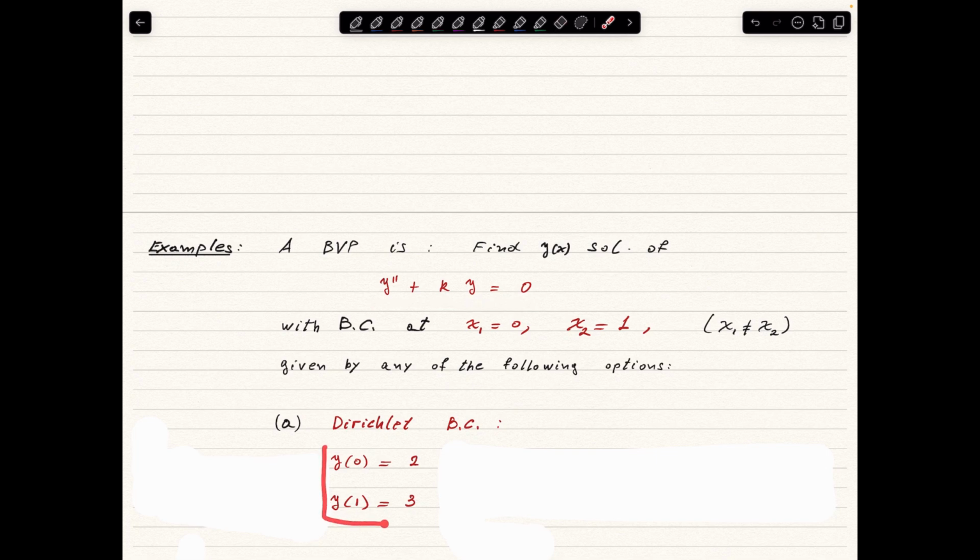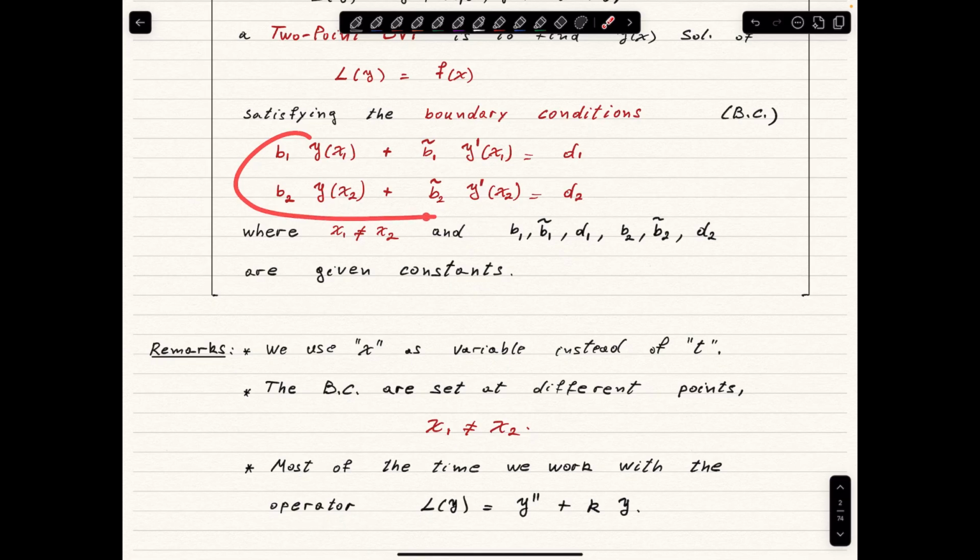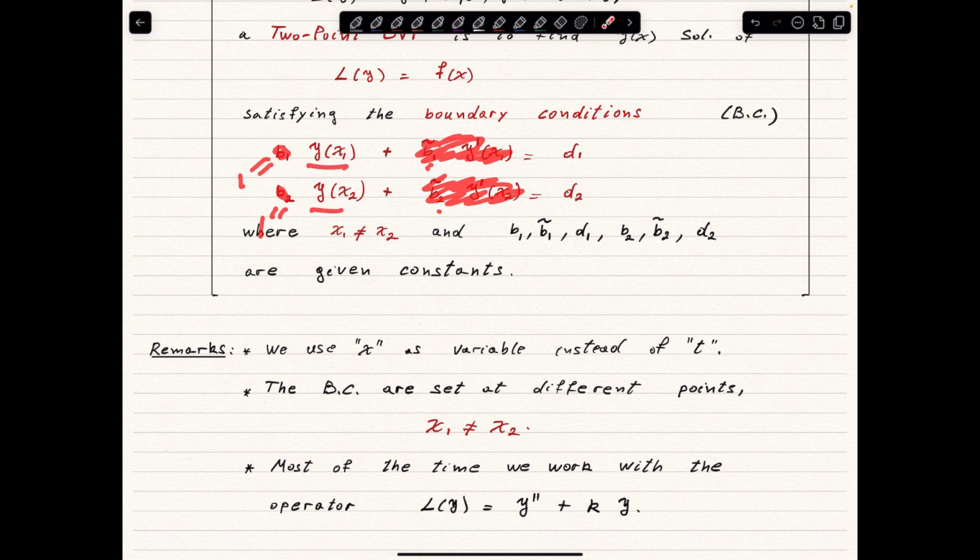Now, this type of boundary conditions, as we see here, include only the values of the function, not the derivative. But this is a particular case of these boundary conditions here. We just need to choose this constant b1 tilde equals 0, so this is not going to be here, b2 tilde equals 0. This constant equals 1, this constant 1, and then the values of the function are given. I look for a solution such that at x1 the solution takes some value, and at x2 the solution takes another value.